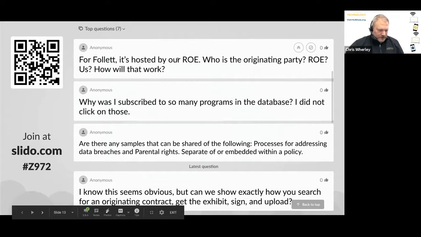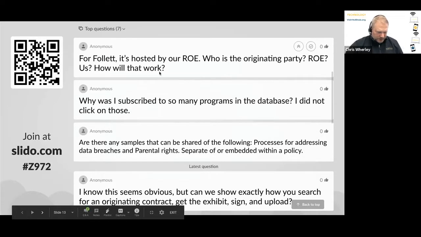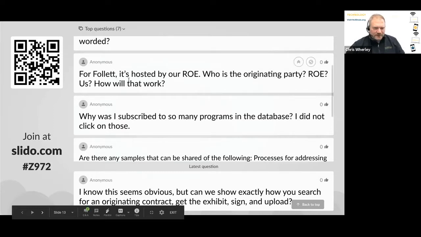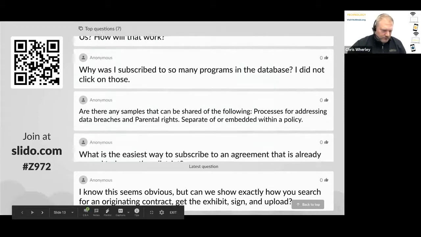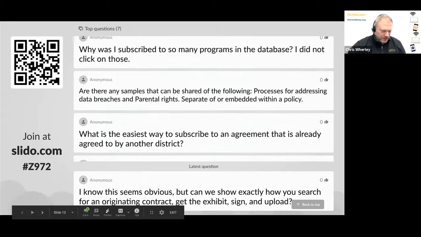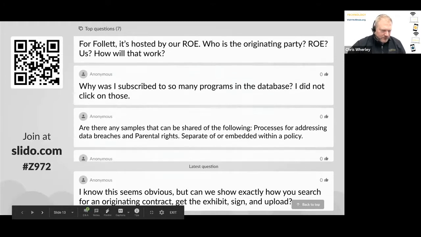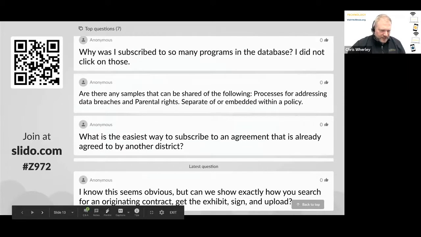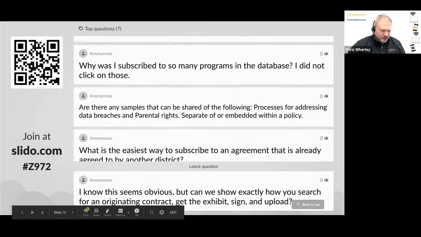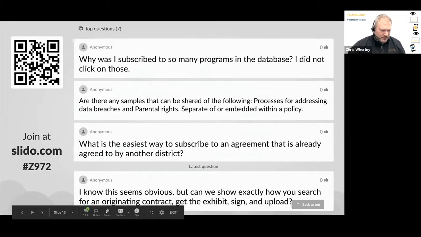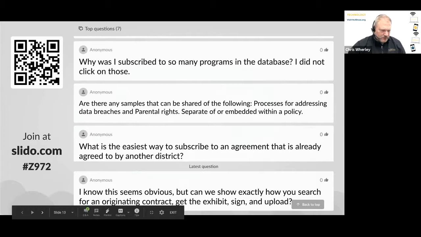For FALA, it's hosted by our ROE. Who's the originating party, ROE or us? How will that work? I'll put that in my list of questions to get answers to. There's going to be quite a few that are like that. It's very similar to the IAR testing and all those types of things, and we're working towards getting answers for those as well.